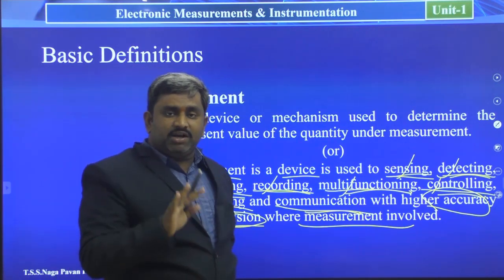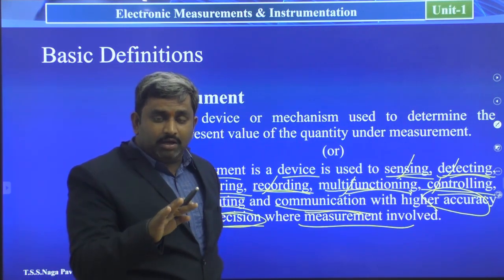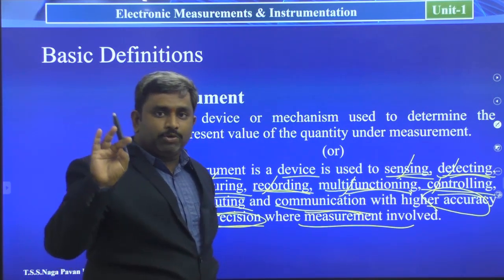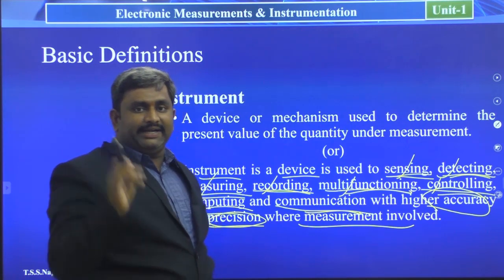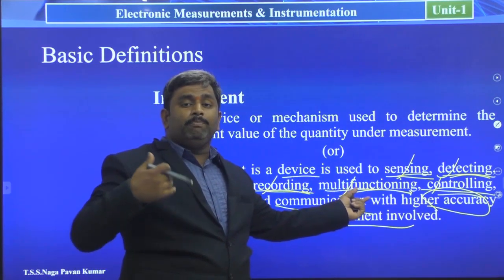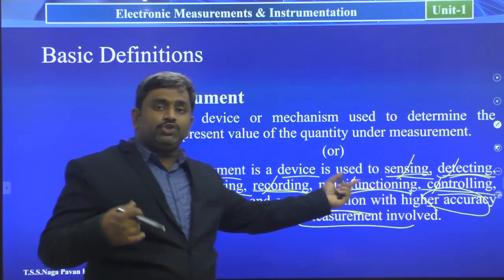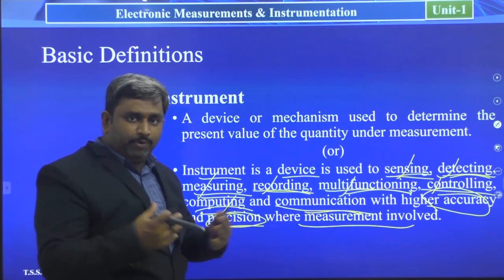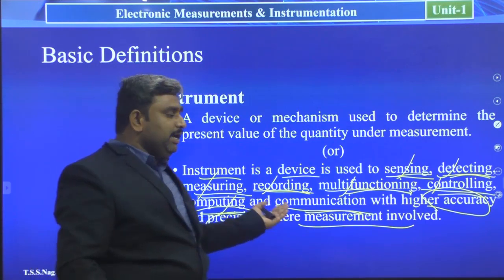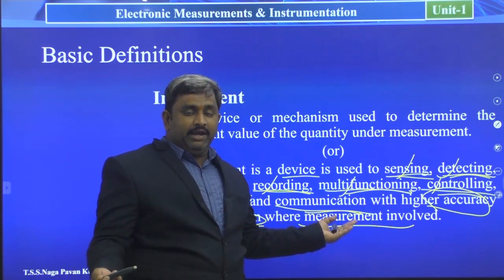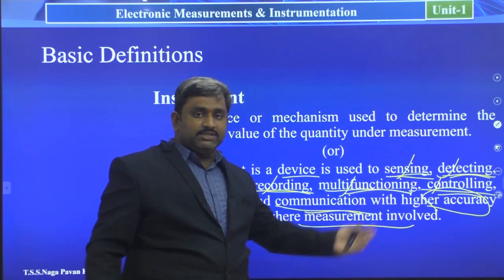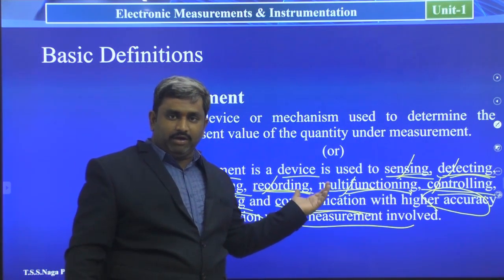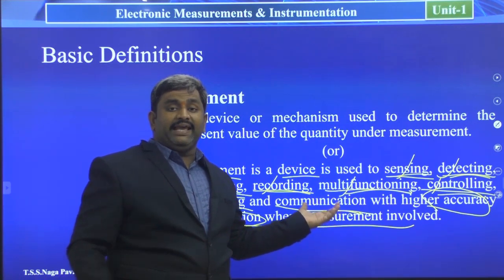We are not discussing the definition of measurement, we are discussing the definition of instrument. An instrument can measure, sense, detect, do multifunctioning operations, control, and compute, that means it will compute some mathematical or logical operations. An instrument can communicate, it may be a communication type device, with higher accuracy, that means all these operations will be done with an excellent performance.